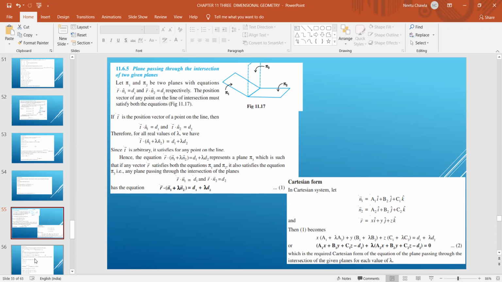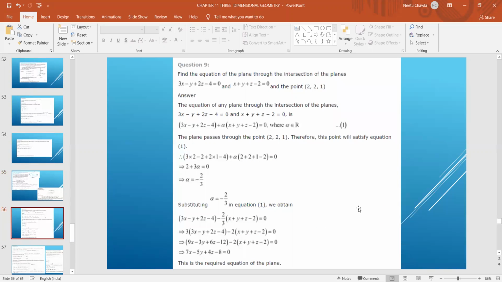Now let us see how the question is going to come. This is your question number 9 of your exercise 11.3. Find the equation of the plane through the intersection of the planes this, and the point is 2, 2, 1. So the planes are given 3x minus y plus 2z minus 4 is equal to 0 and x plus y plus z minus 2 is equal to 0.